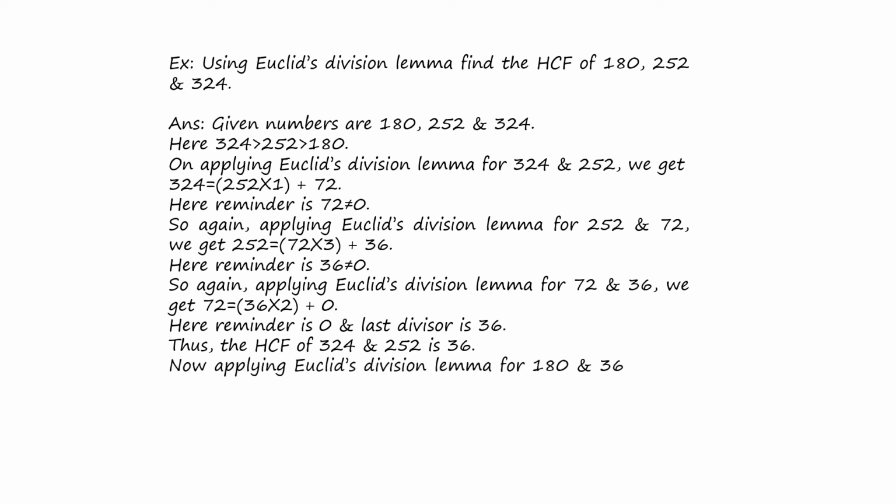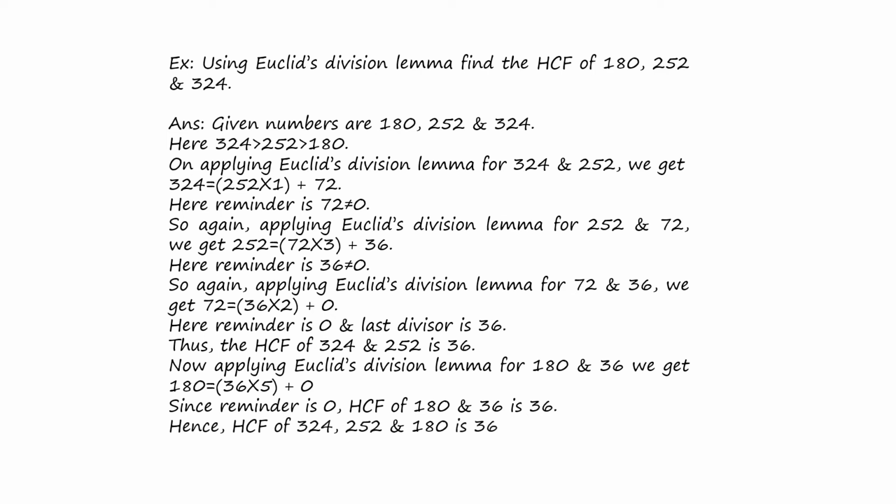Now applying Euclid's division lemma for 180 and 36, we get 180 equals 36 into 5 plus 0. Since the remainder is 0, the HCF of 180 and 36 is 36. Hence, the HCF of 324, 252 and 180 is 36.